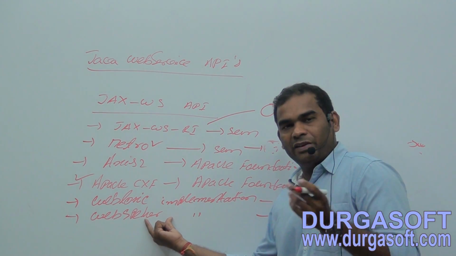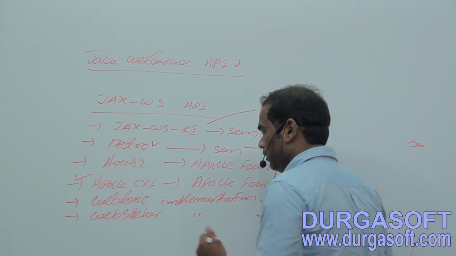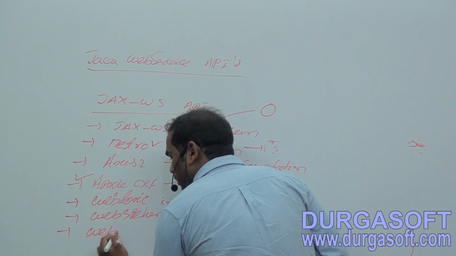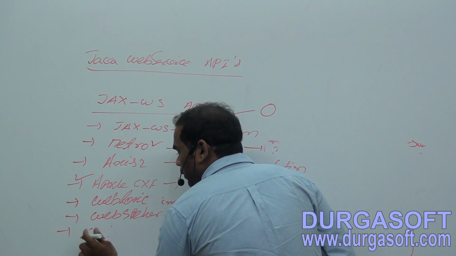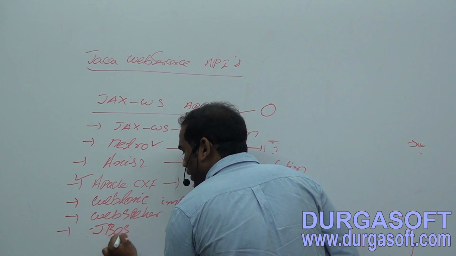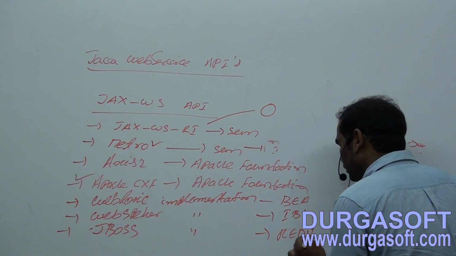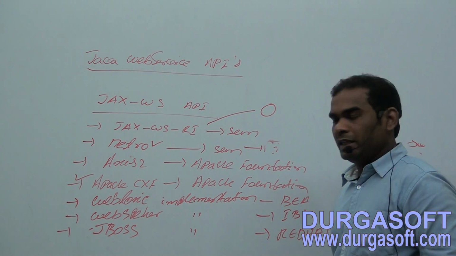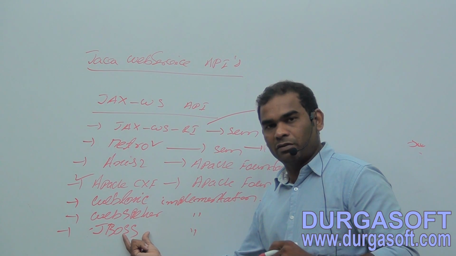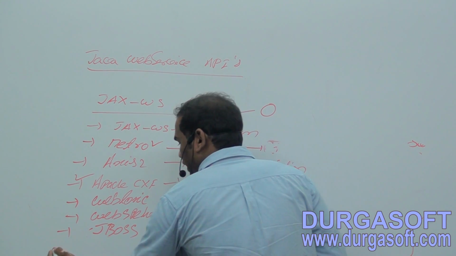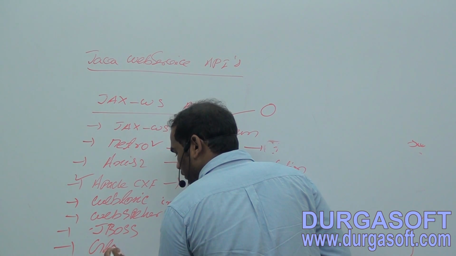This implementation came along with the WebSphere server only. Next one is JBoss. JBoss implementation is given by Red Hat. This implementation came along with the JBoss server only. And the last implementation is Glassfish.